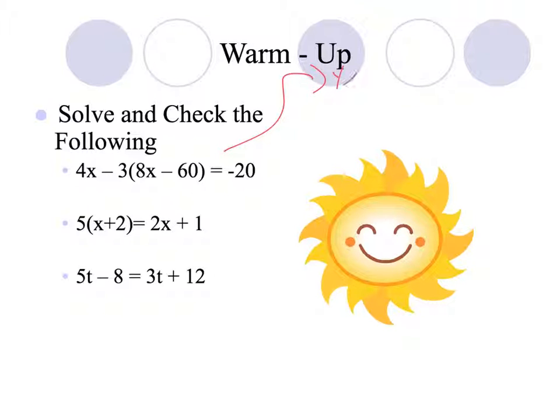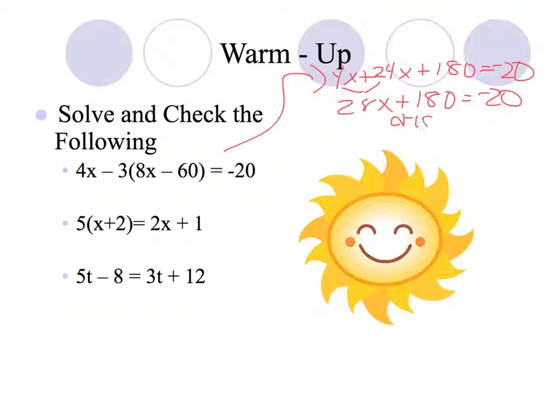So 4x plus negative 24x plus 180 needs to equal negative 20. Combine my like terms: 28x plus 180 is going to equal negative 20. I'm going to add negative 180 to each side. So 28x equals negative 200. Divide each side by 28.